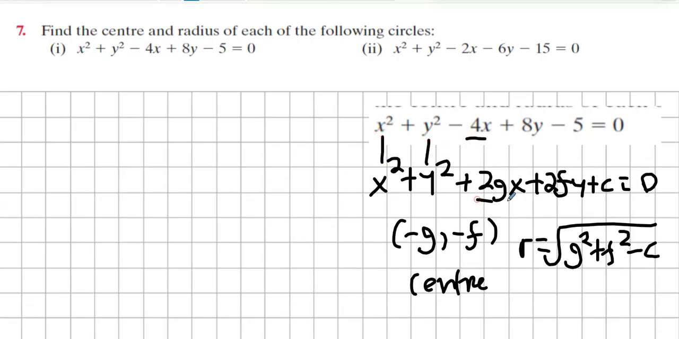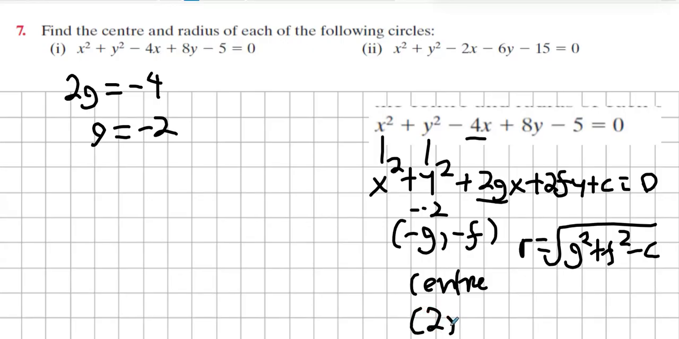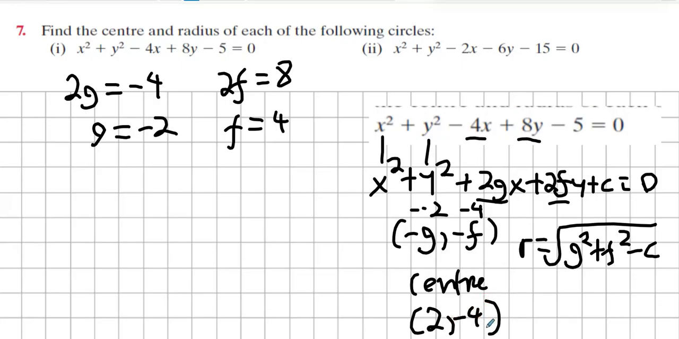So what can I say 2g is? 2g is minus 4, isn't it? So g is minus 2. And that means the center is minus minus 2, which is plus 2. You all right so far? What about 2f? 2f is 8, and then f is 4. Therefore, minus f is minus 4. There's the center of the circle. Done.